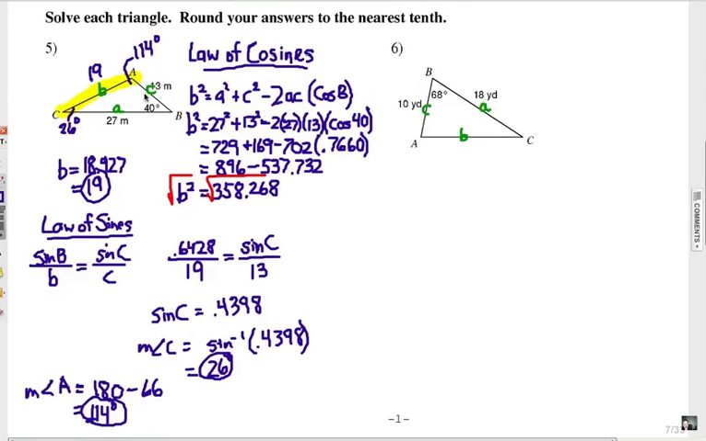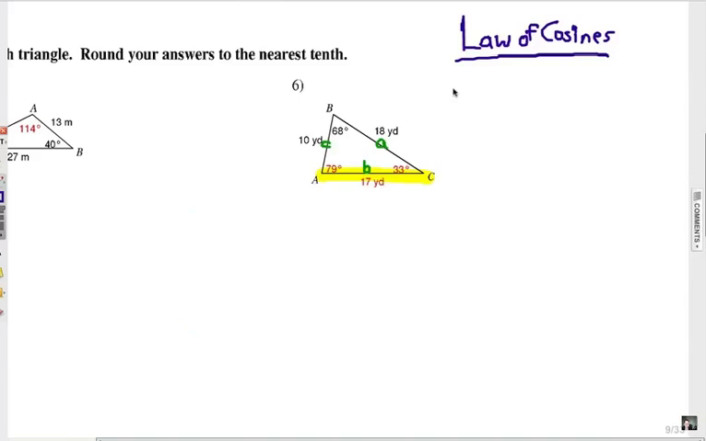All right, well, congratulations. We found all 3 angles and all 3 sides of that triangle. We have solved it. And now hopefully you've tried number 6. If not, go ahead and hit pause and we'll see what we can do. All right, well, you can see the answers here. Angle A is 79 degrees, angle C is 33 degrees, and the missing side there, we'll call it lowercase b, is 17 yards. Now, how do we get that?